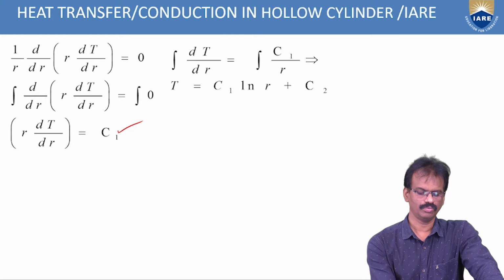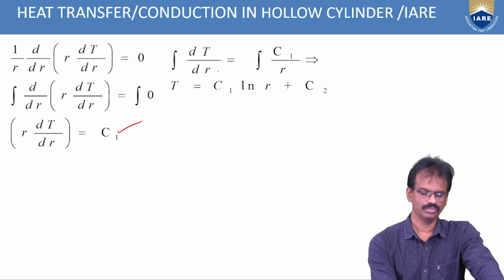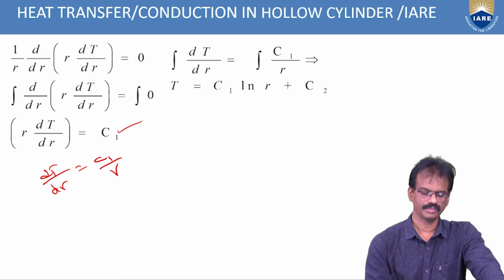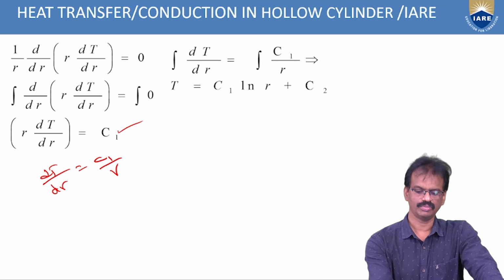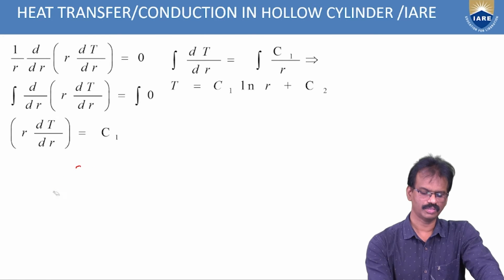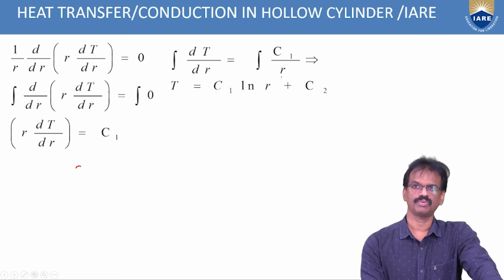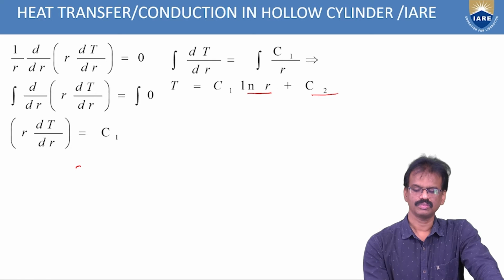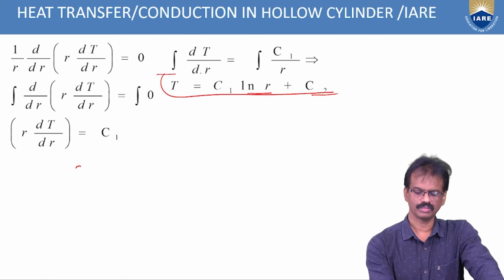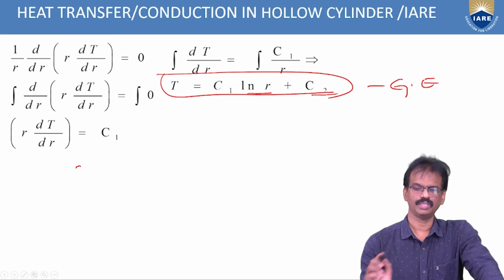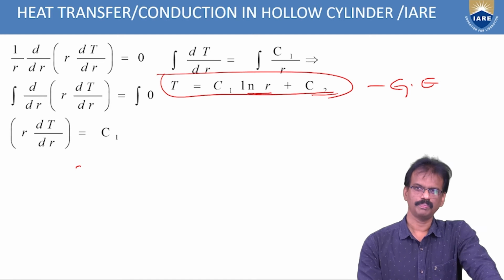Similarly, we can send this r to the right side. Then dT by dr is equal to C1 by r. Then again integrate this: integral of dT by dr is equal to integral of C1 by r. Then we will get the general equation. T is equal to C1, where C1 is the constant, times the integral of 1 by r, which is ln r, plus C2. So this is the general equation in T.